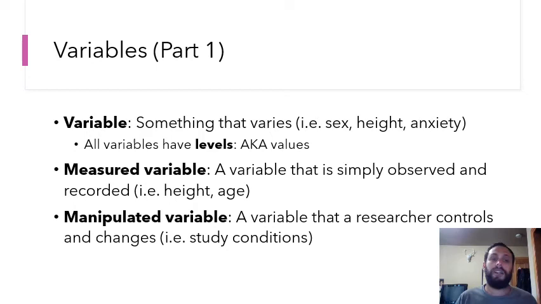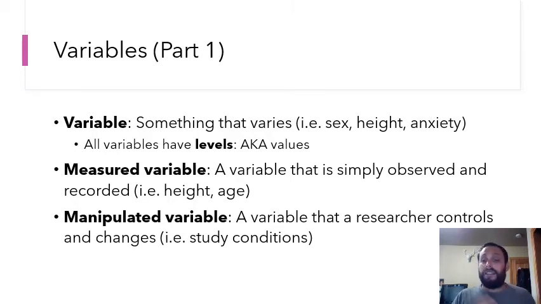Additionally, there's something called manipulated variables. Manipulated variables are variables that a researcher can control and change. This is when we start getting into things like study conditions. This is where a researcher says, in one condition we have some aspect associated with it. In one condition there will be a deer head on the wall. In the other condition there will not be a deer head on the wall, and we'll study some sort of measured variable in the end.